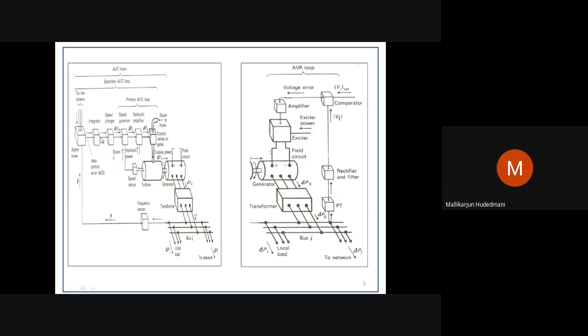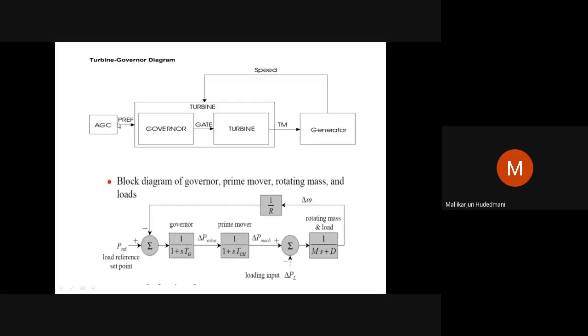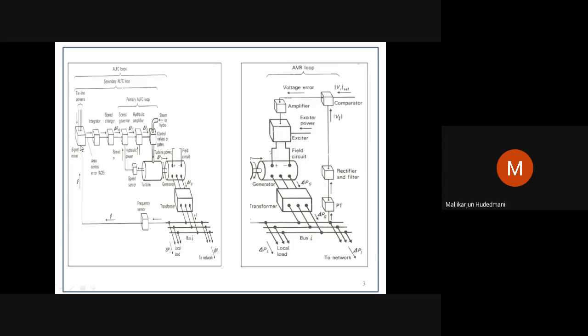Now, who will modify the P reference? Modification of the P reference is the secondary control loop of ALFC. Secondary control of ALFC means you can see the flower bracket here. This is the flower bracket scope. Here I have extra blocks, and these extra blocks take care of this P reference set point. For this P reference set point, what the control requires is frequency.